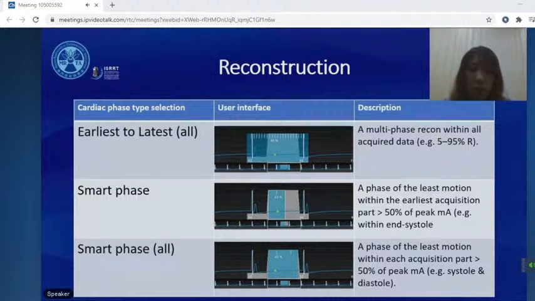Smart phase is the phase of the least motion within the earliest acquisition that is above 50% peak MA, for example, within the end systole. And smart phase all is the phase of least motion within each acquisition part above 50% of the peak MA, for example, systole and diastole phase.